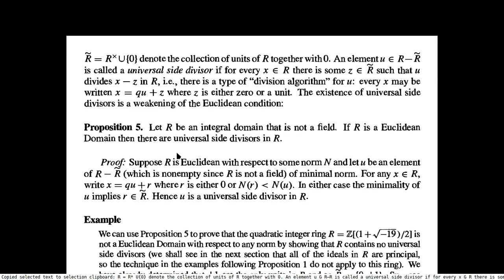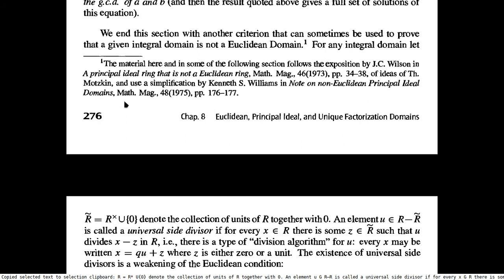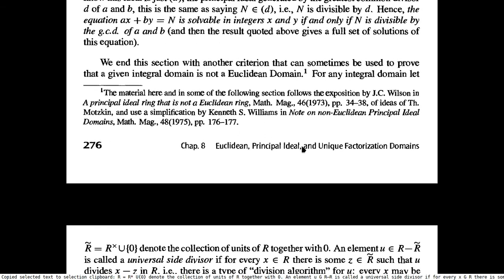And the proof is pretty straightforward. If R is Euclidean with respect to some norm, you take an element u from R minus R tilde of minimal norm. For any x in the Euclidean domain, you can write x as qu plus r, because R is Euclidean. You can do the same argument as before. Since N of u is minimal, r must be in the collection of units, R tilde, making u a universal divisor. I'm not sure where we're going to use this universal divisor, but I believe this is just a counterexample of an integral domain that's not Euclidean.